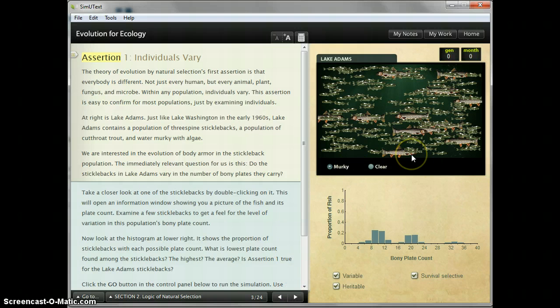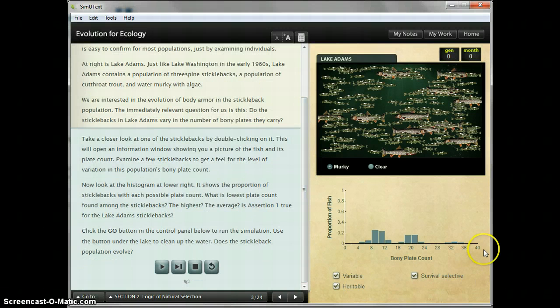We're going to look at an example of what happens under two different conditions. So we have a lake, in this case Lake Adams, that contains our sticklebacks, which are these guys here, and it also contains a predatory fish, the cutthroat trout. Now the cutthroat trout will pick preferentially those fish that have fewer bony plates, but when we look at the lake to start our simulation here, our lake is very polluted and murky, and so our cutthroat trout can't actually see who it is that they're attacking.